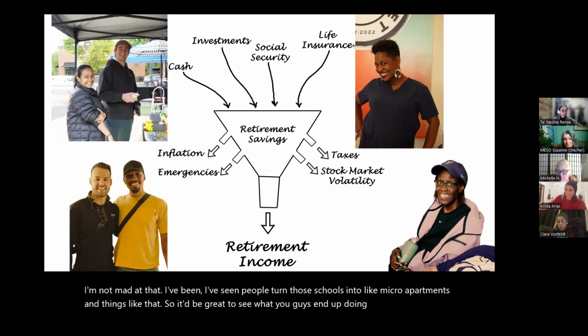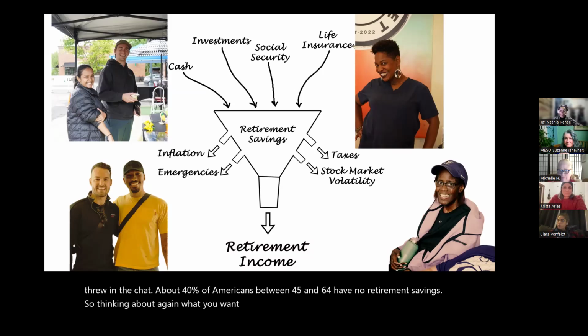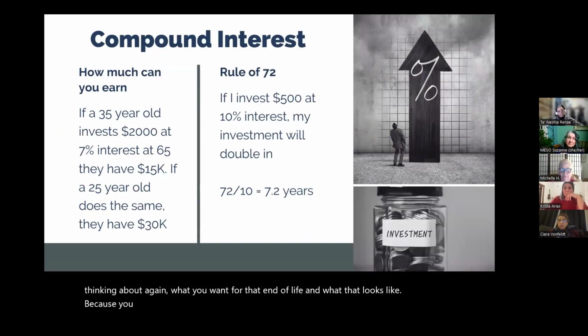Suzanne threw in the chat that about 40% of Americans between 45 and 64 have no retirement savings. So thinking about again what you want for that end of life and what that looks like, because you have your best interests at heart compared to maybe other people.